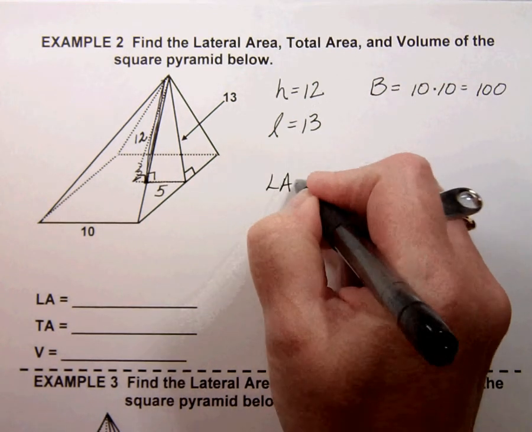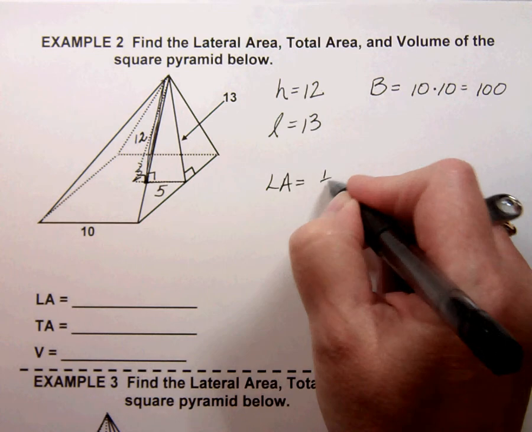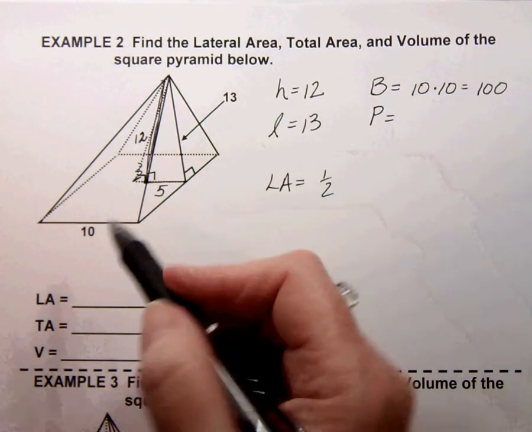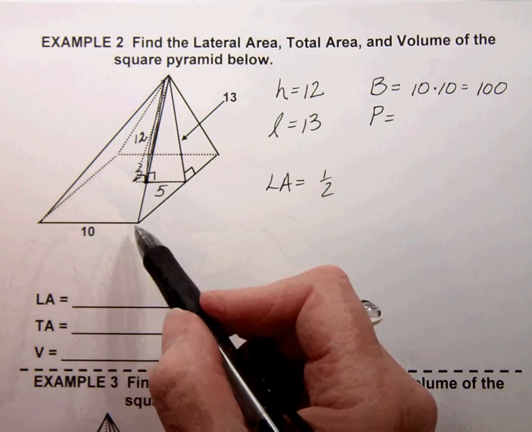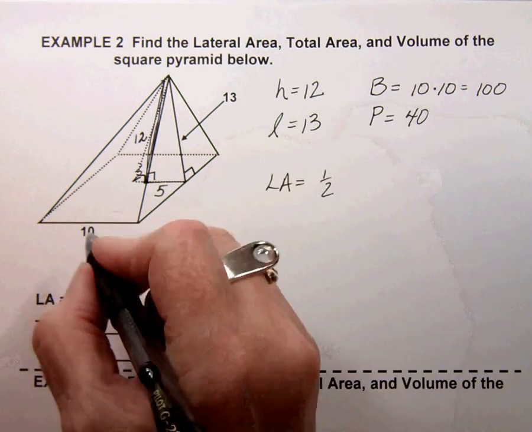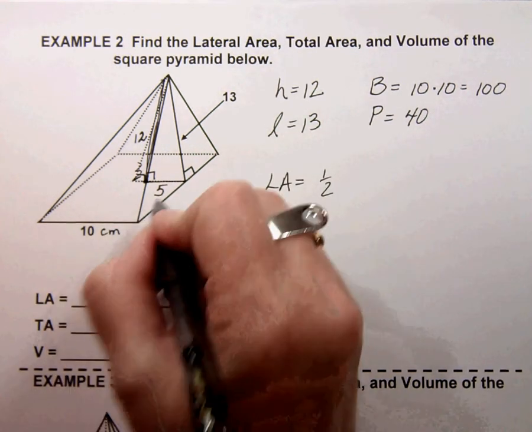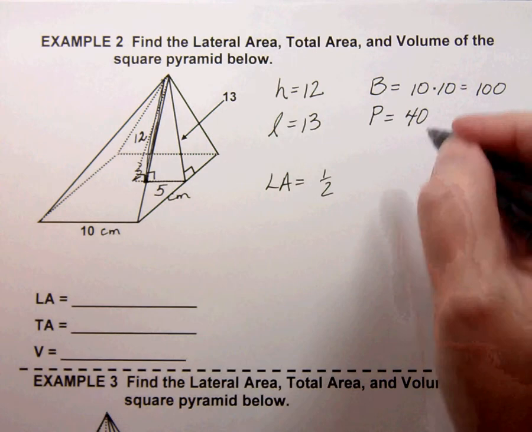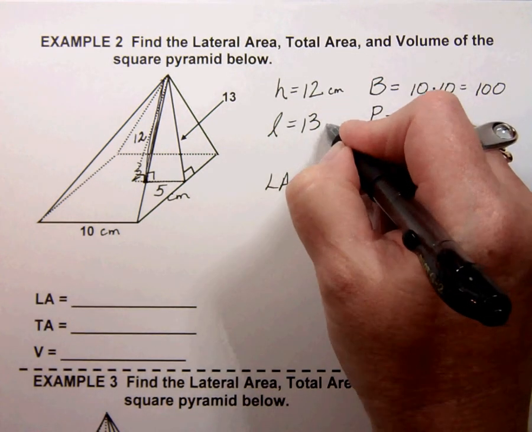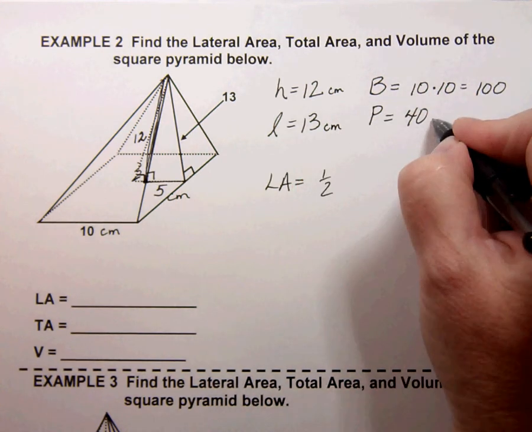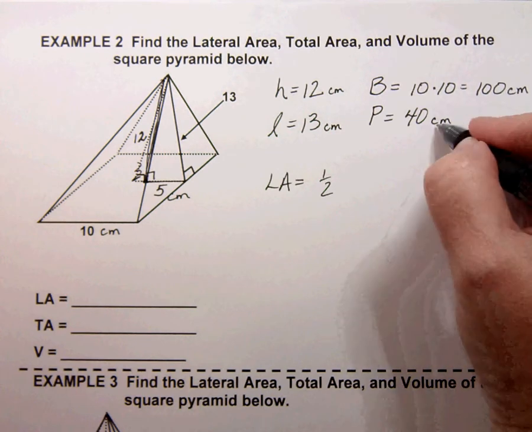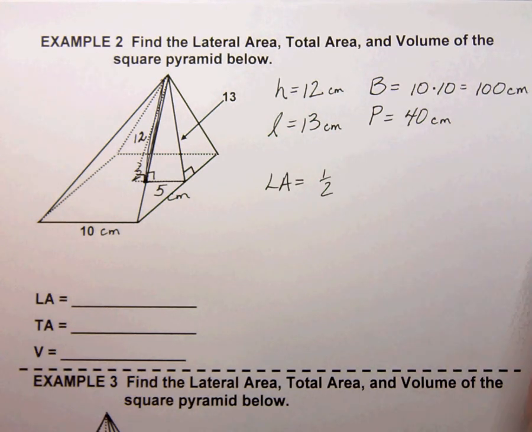Remember the lateral area from the page before is 1/2. Oh, let's get the perimeter too. The perimeter is when you go around this square base, so it's 10 times 4. So the perimeter on this one is 40. Let's give it a unit, let's call it centimeters. So the height is 12 centimeters, the slant height is 13, the perimeter is 40 and the base area is 100.